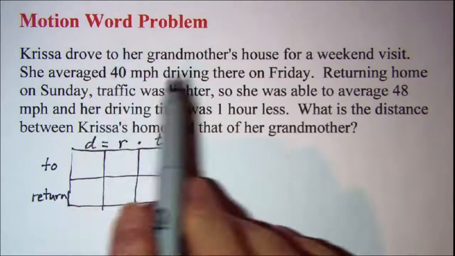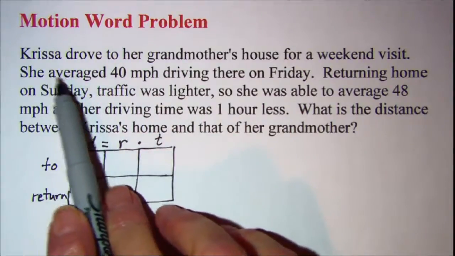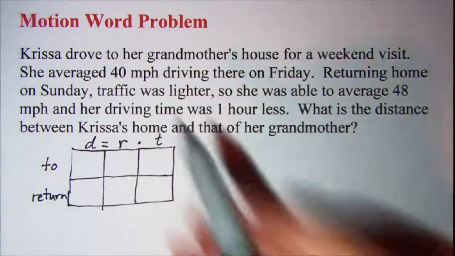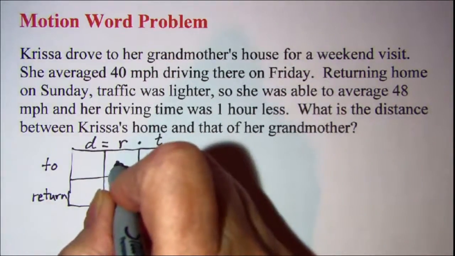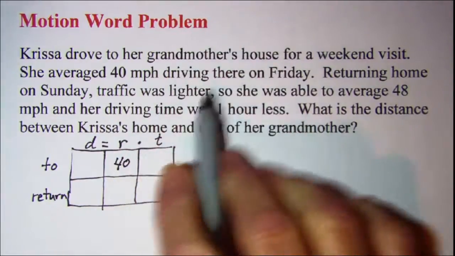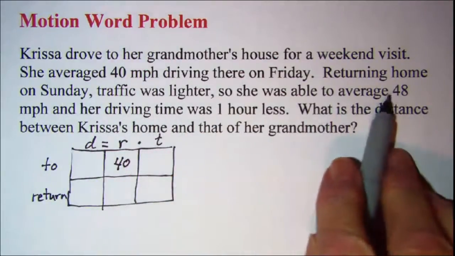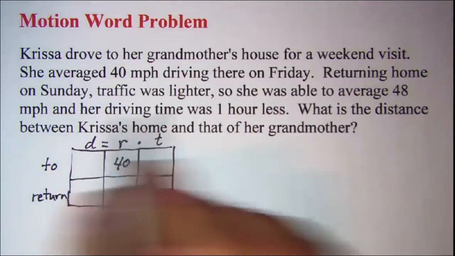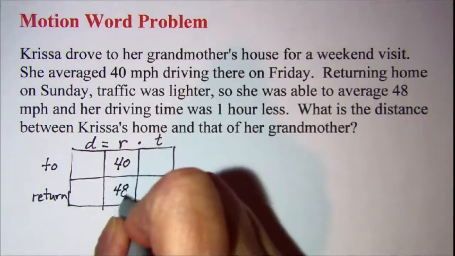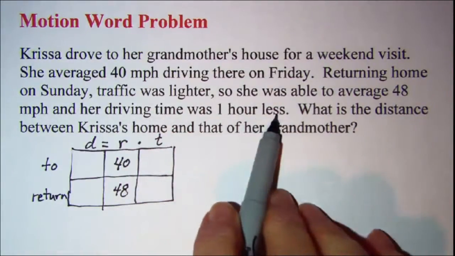So let's read through the problem again and fill in our cells in our dirt box. She averaged 40 miles per hour driving there on Friday, so the rate of speed going to her grandmother's house is 40. Then returning home on Sunday, traffic was lighter, so she was able to average 48 miles per hour. So on the return trip, she had 48 miles per hour, and her driving time was 1 hour less.